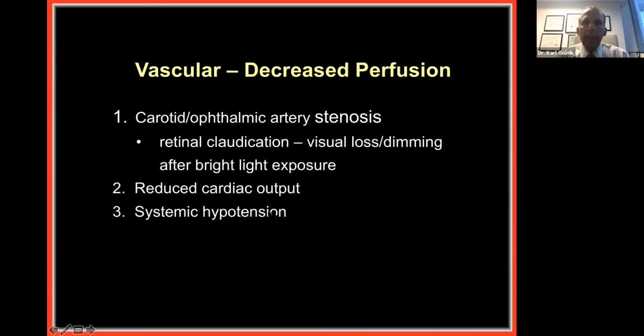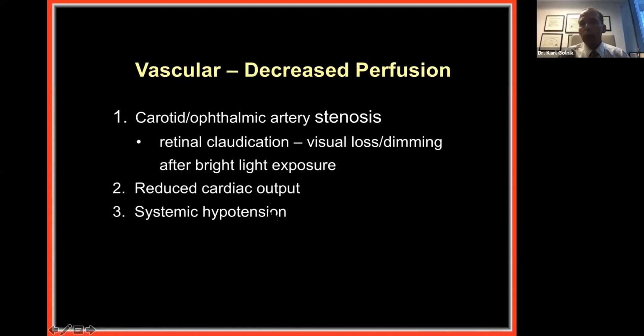So when we think about transient monocular vision loss, we have to think about some things other than emboli. So decreased perfusion. This could be due to carotid or ophthalmic artery stenosis, something known as retinal claudication. The symptoms people have are when they're exposed to bright light, they can have visual dimming or visual loss because the retina is very metabolic. If there's not quite enough blood supply and oxygen, that might affect the retinal function. And so it's been called retinal claudication. I think this is pretty uncommon. You have to have really bad stenosis of the blood vessels bringing blood to your eye.